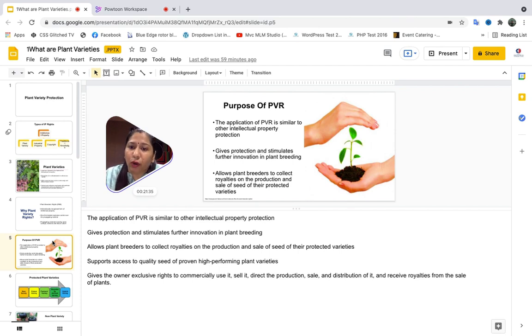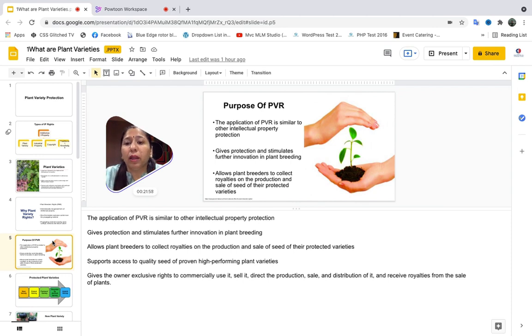When a person is rewarded for their efforts, they obviously get encouraged to do much better. So it stimulates further innovation. It allows plant breeders to collect royalty, to collect money on the production and sale of their seeds. It supports access to quality, proven, high performing seeds.